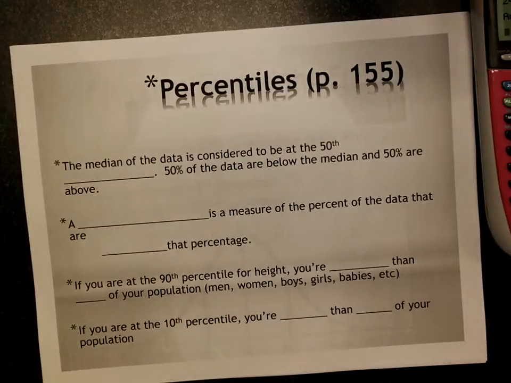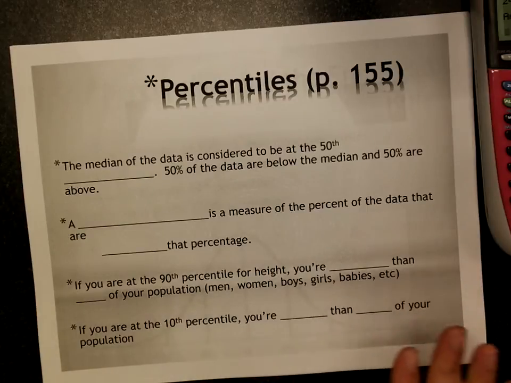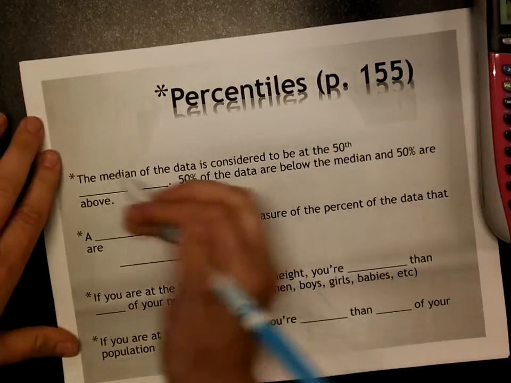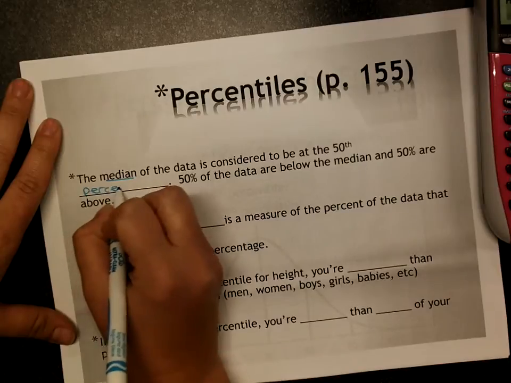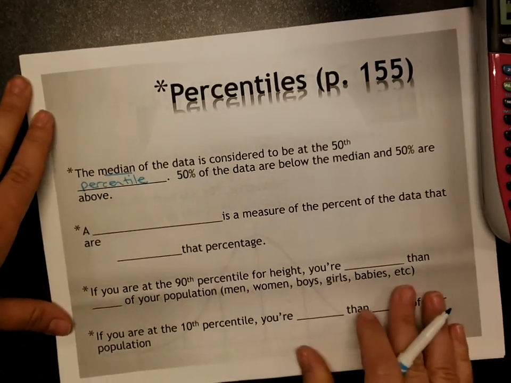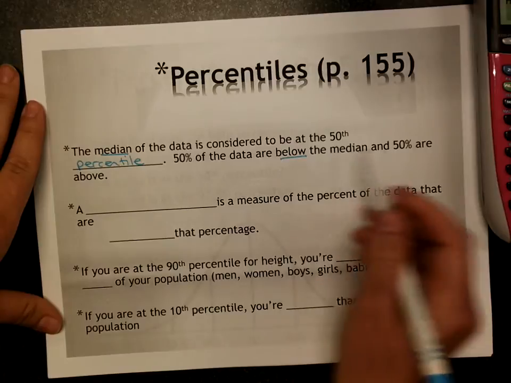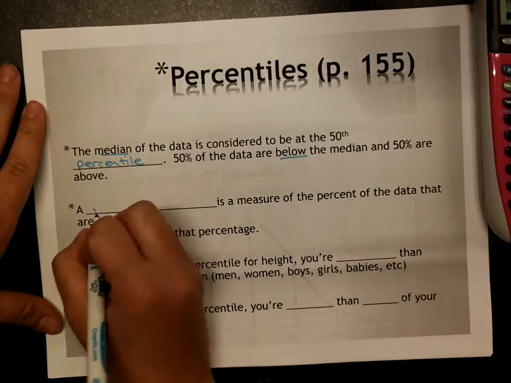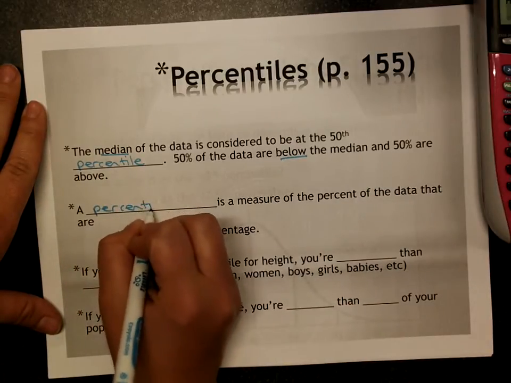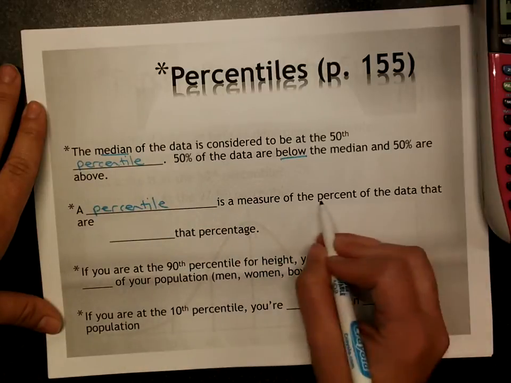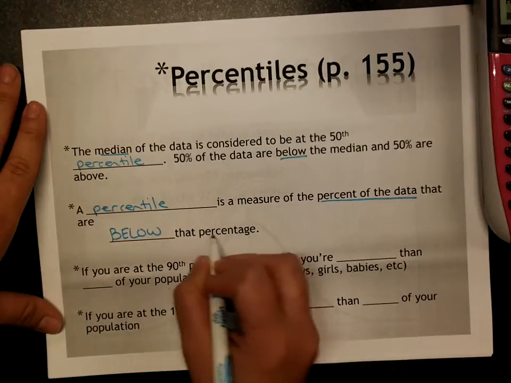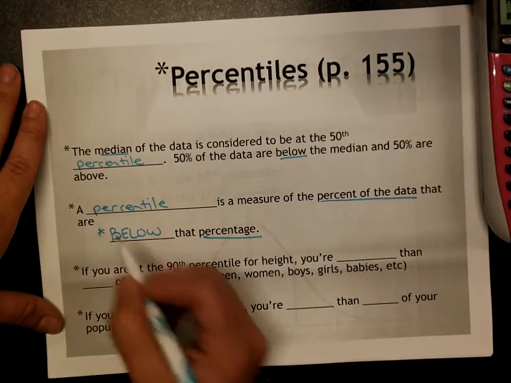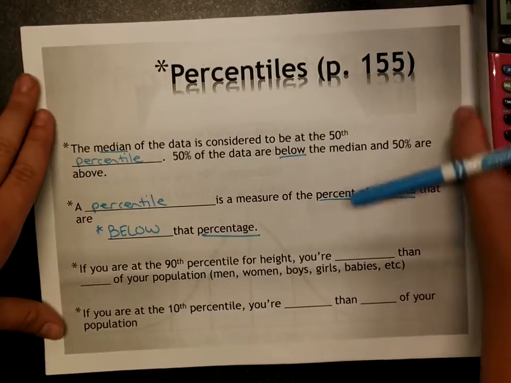Now we have percentiles, and students overthink this, so just keep it simple. Do not overthink percentiles. The median of the data is said to be at the 50th percentile. 50% of the data are below the mean and 50% are above. So a percentile is a measure of the percent of data that are specifically below that percentage. And below is the key word here, below that percentage.